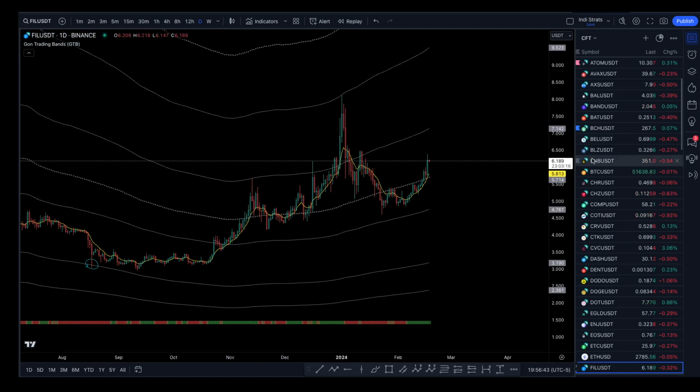Maybe BNB will still be lagging behind, and you will have the same opportunity, because in crypto the market generally moves in the same direction, but some coins are lagging.